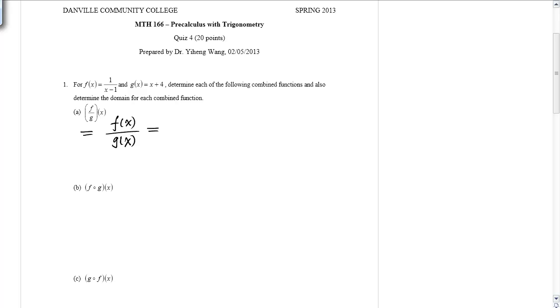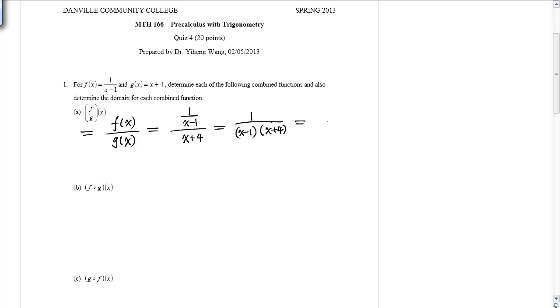Simply finding the quotient of the two functions, where f(x) is 1 over x minus 1, and g(x) is x plus 4. Now apply your algebra to simplify this form. This becomes 1 over (x minus 1) multiplied by (x plus 4). And you can leave the form like this.